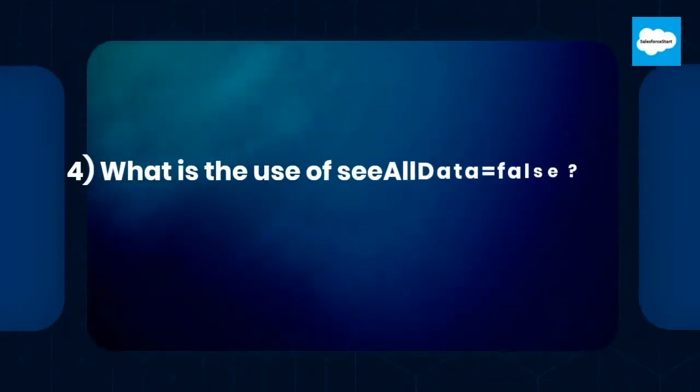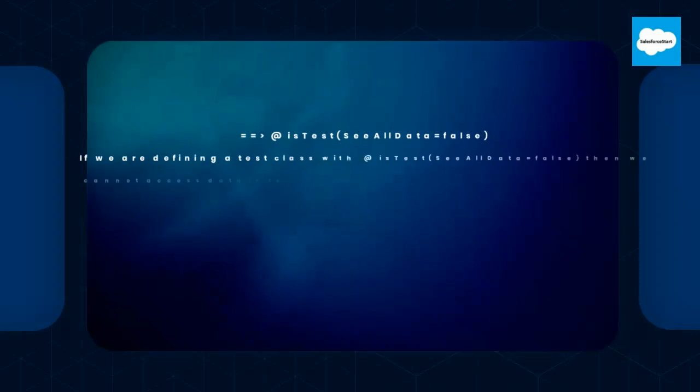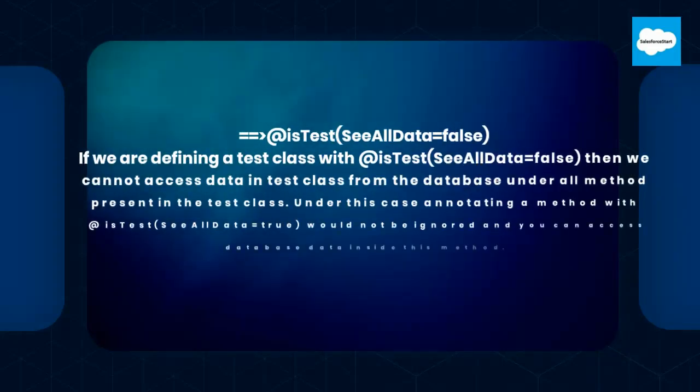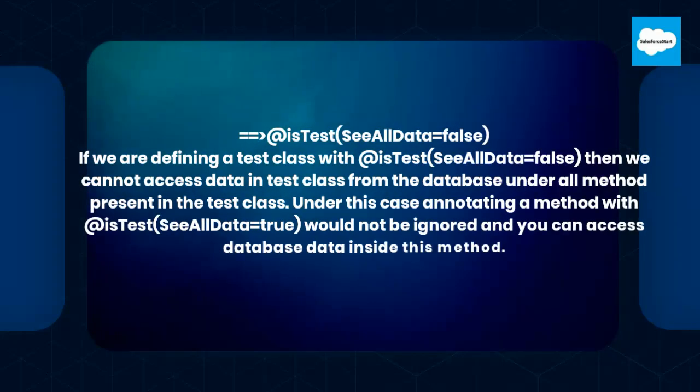What is the use of seeAllData=false? If we define a test class with @isTest(SeeAllData=false), then we cannot access data from the database in any method present in the test class. In this case, annotating a method with @isTest(SeeAllData=true) would not be ignored, and you can access database data inside this method.